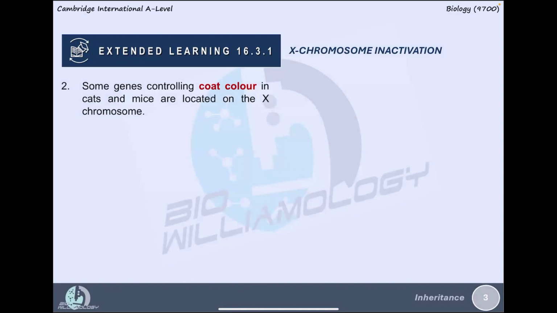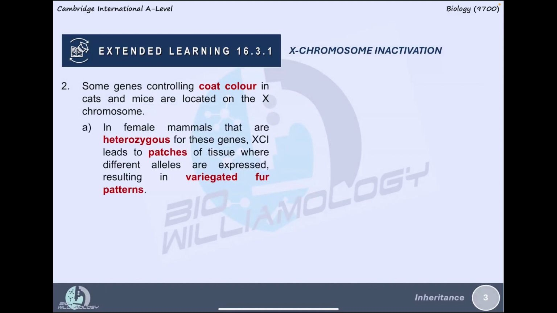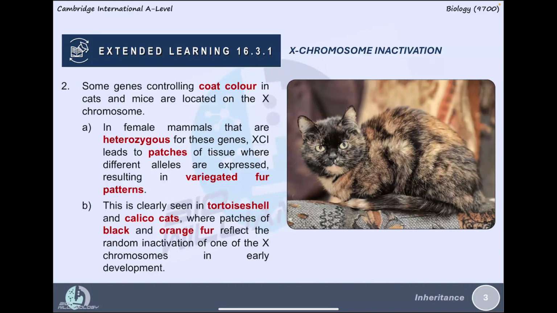Some genes controlling coat color in cats and mice are located on the X chromosome. In female mammals, they are heterozygous for this gene. X chromosome inactivation will lead to patches of tissue where different alleles are expressed, resulting in what we call a variegated fur pattern. This is clearly seen in tortoiseshell or calico cats, where patches of black and orange fur reflect the random inactivation of one of the X chromosomes in early development.